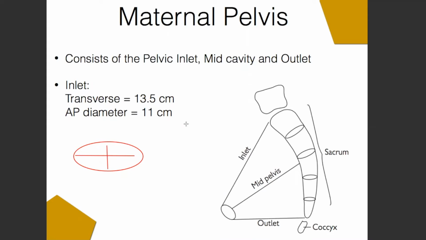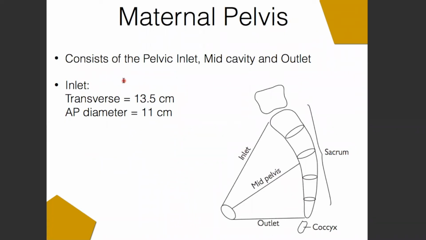And this matters because when it comes to labor, at the beginning of labor, the longest part of the fetal head has to correspond to the longest part of the maternal pelvis so that it can go through smoothly. So in the inlet, you'll find that it would be transversely, okay?